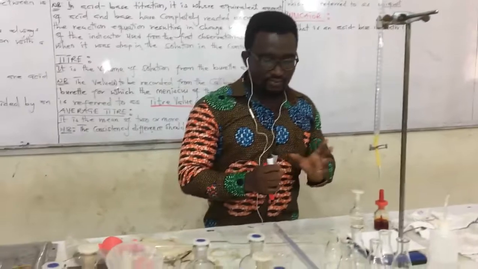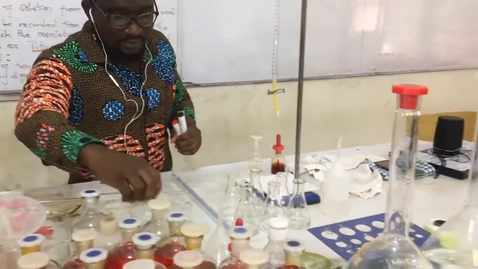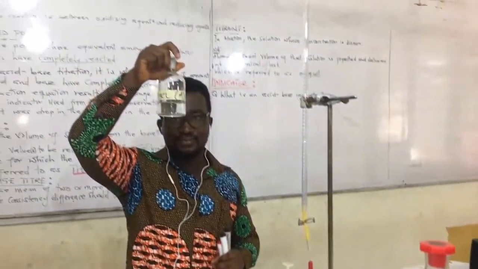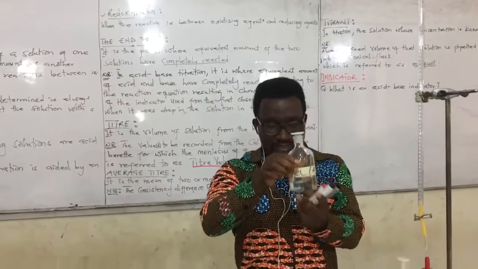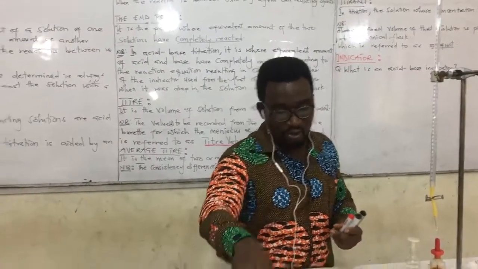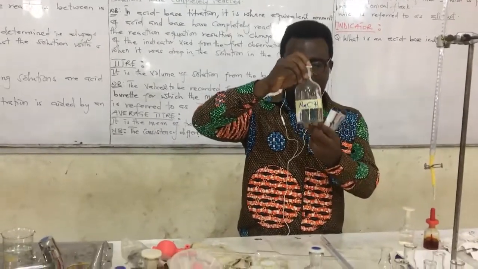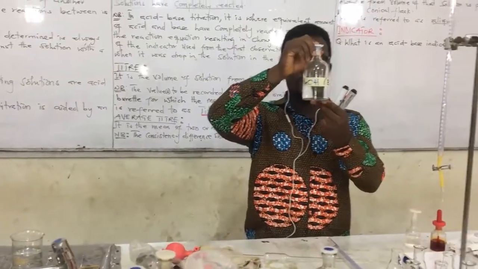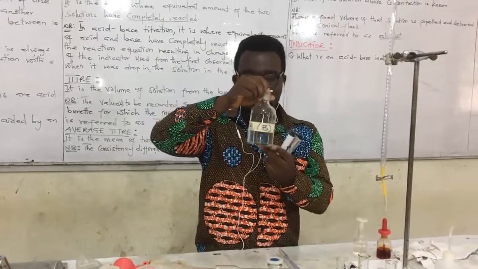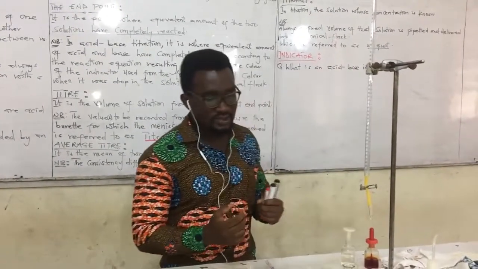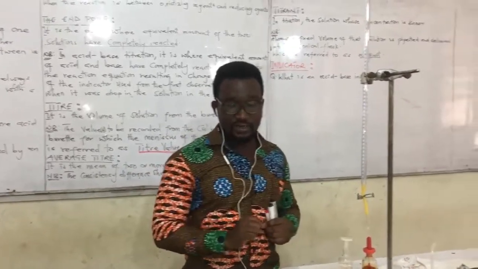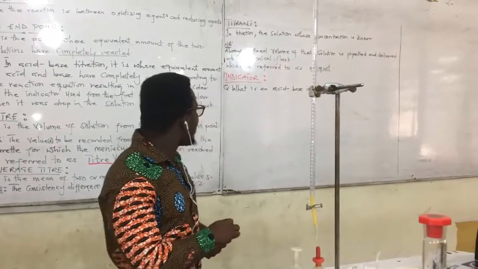So these are the few materials that we'll be dealing with. And then we also have the reagent bottles. So this is solution A, hydrochloric acid. I've already indicated it because we have already described that. Now we also have solution B, which is sodium hydroxide. We have a lot of solutions, but we'll be dealing with these for the meantime.